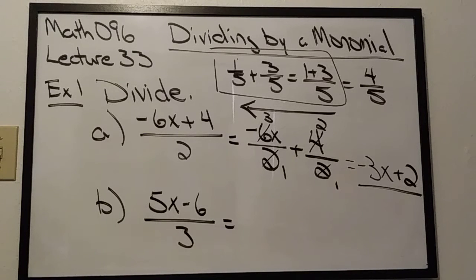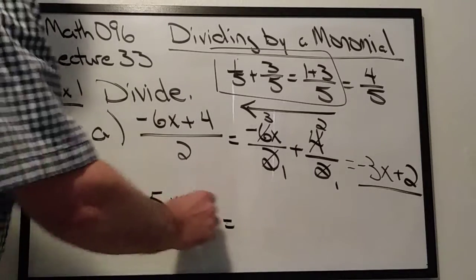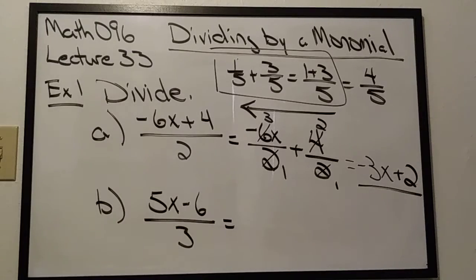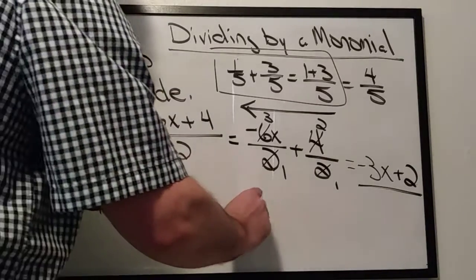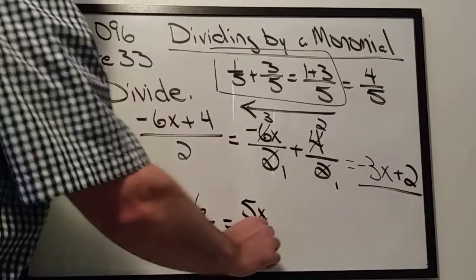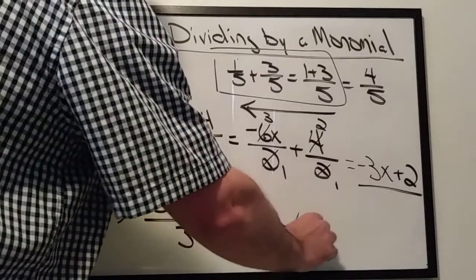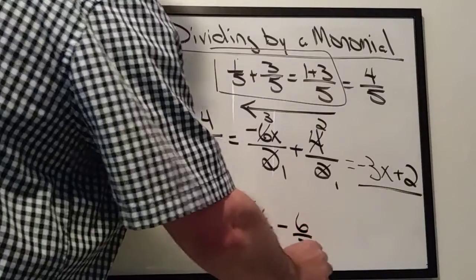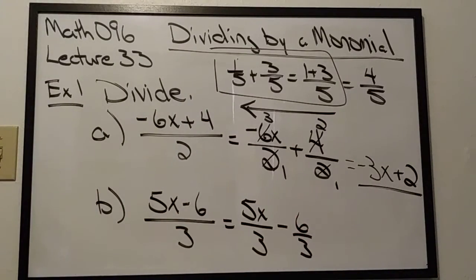Well, now that we have that idea, let's go ahead and try part B. So in part B, again, I have a two-termed polynomial, a binomial in the numerator, and a one-termed polynomial in the denominator, a monomial. So I can play the same game. I'll take my numerator and break it up. First term in the numerator, 5x, divided by that common denominator of 3, minus 6, the second term in the numerator, divided by that common denominator of 3. This time, however, I'm not going to be able to simplify both of these fractions. So when you can simplify, you simplify. When you can't, you don't.